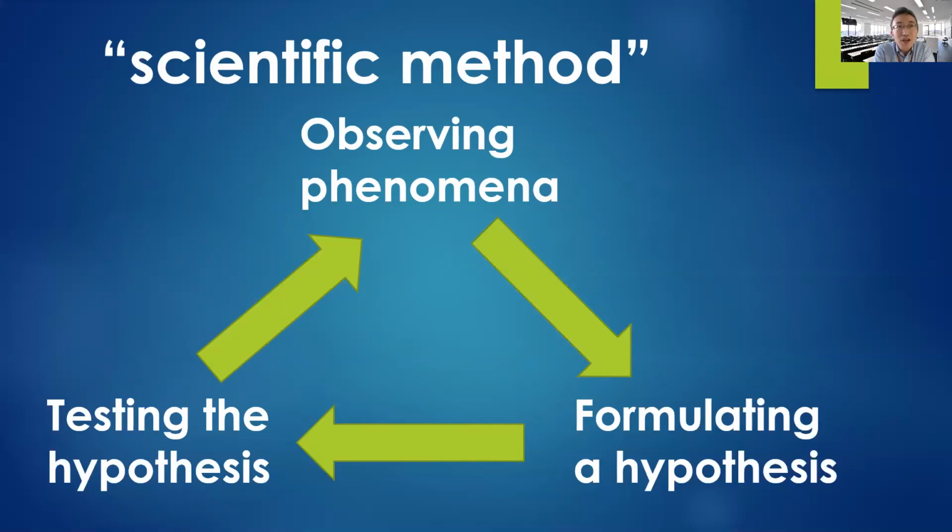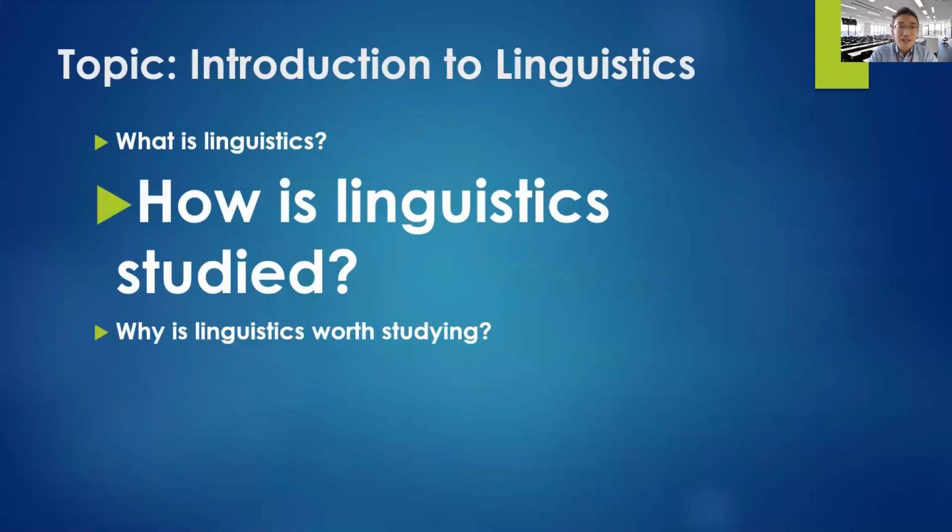Then, after that, you may find out yet another phenomenon. Then, after that, you also formulate a hypothesis, and the cycle never ends. That's what scientific method is all about. So in this way, I have answered the question, how is linguistics studied? Now, let's move on to the next question. Why is linguistics worth studying?